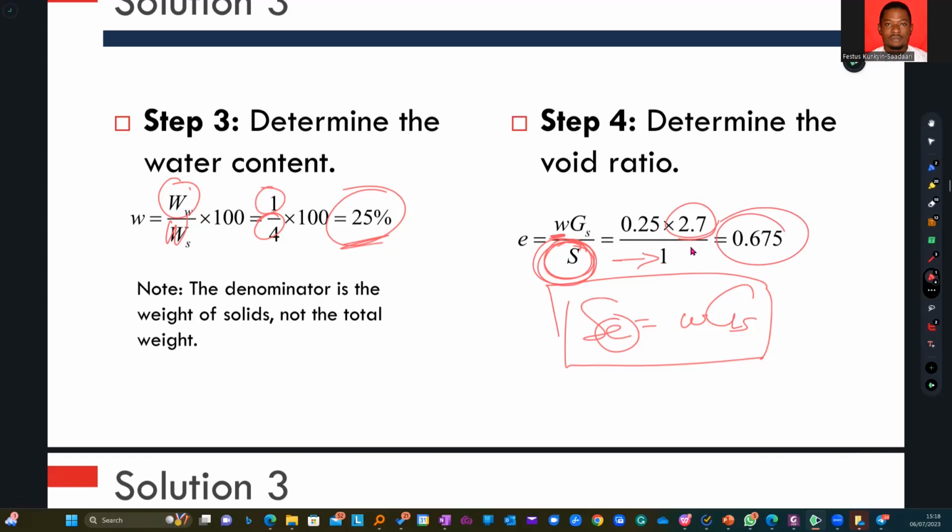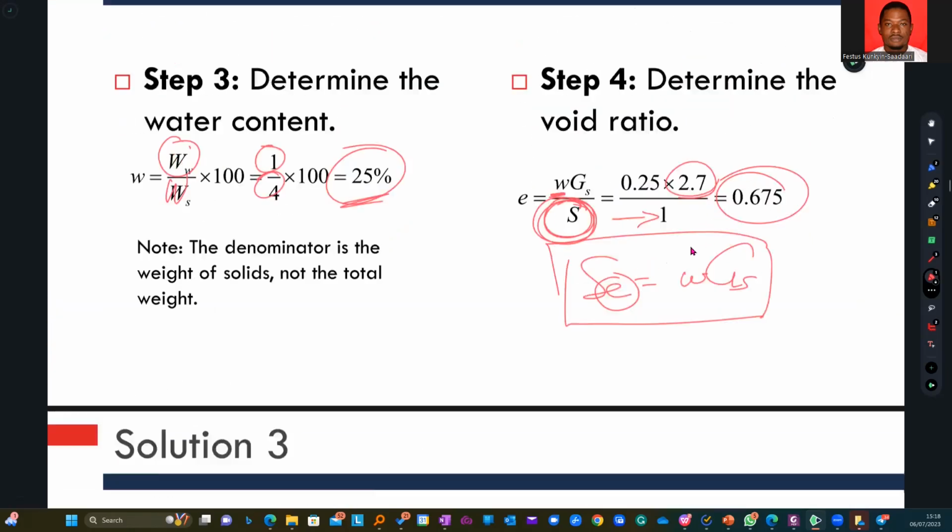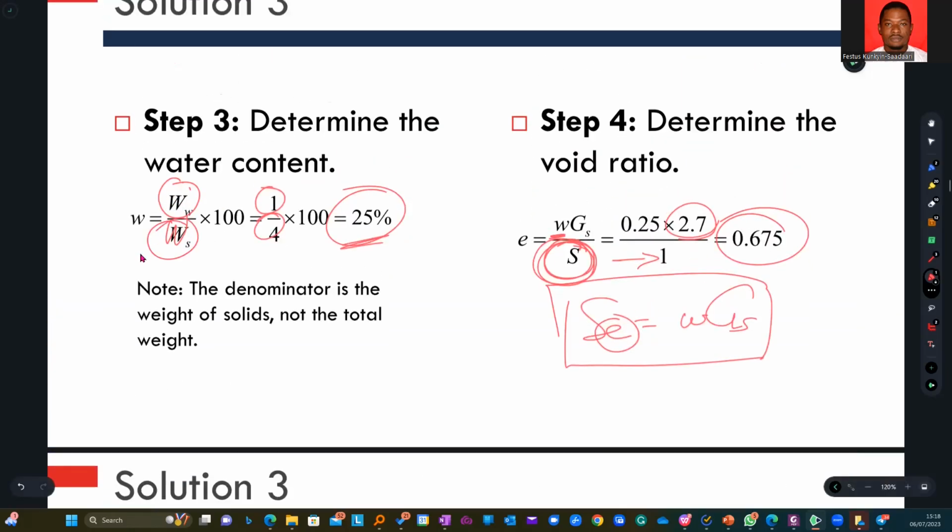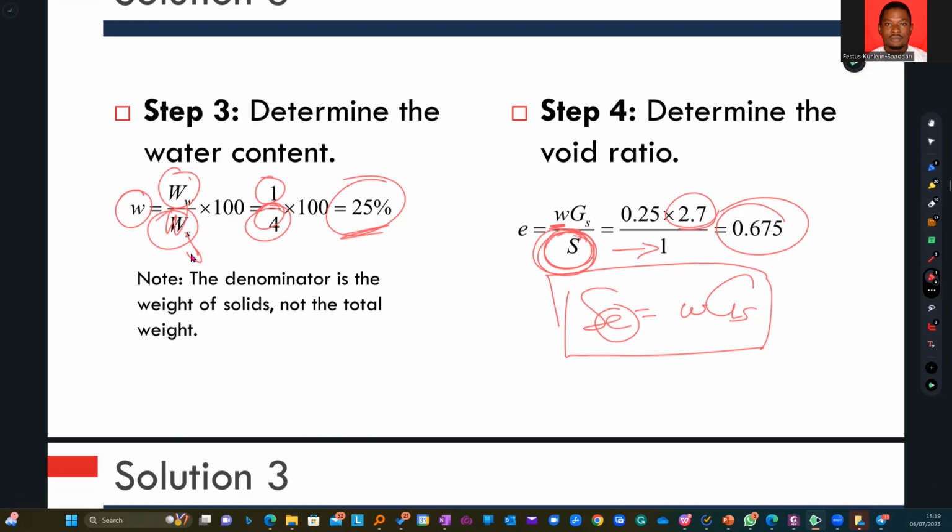Note that the denominator is the weight of the solids, not the total weight. So they are referring to this. When you are checking the water content, we use the weight of the solids and not the weight of the entire sample.